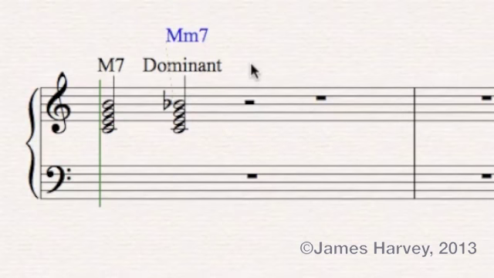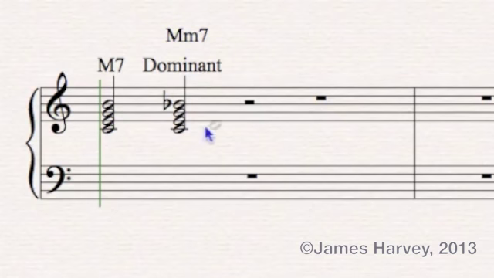This is the most common type of seventh chord, and if you ever hear a chord referred to as a G7 or a C7, like for example, this is a C7. If it's just a C7, that's implying that it's a dominant or a major minor seventh.